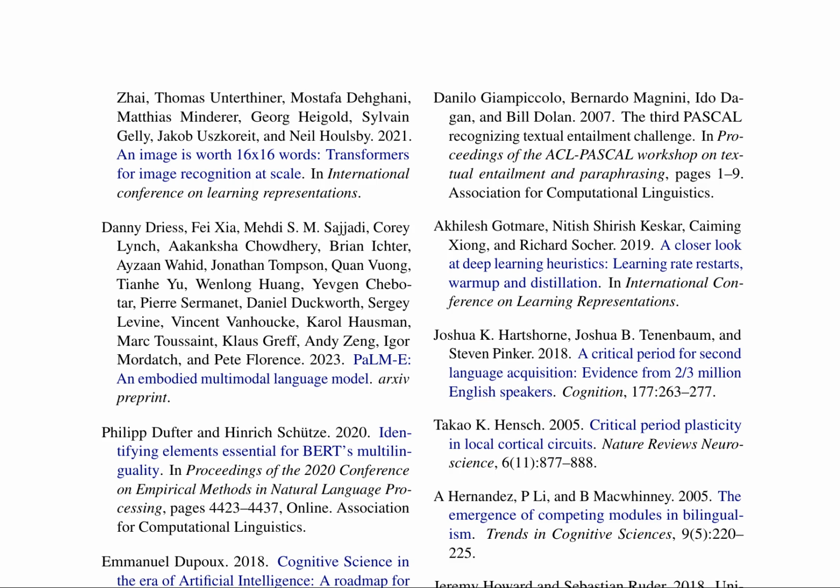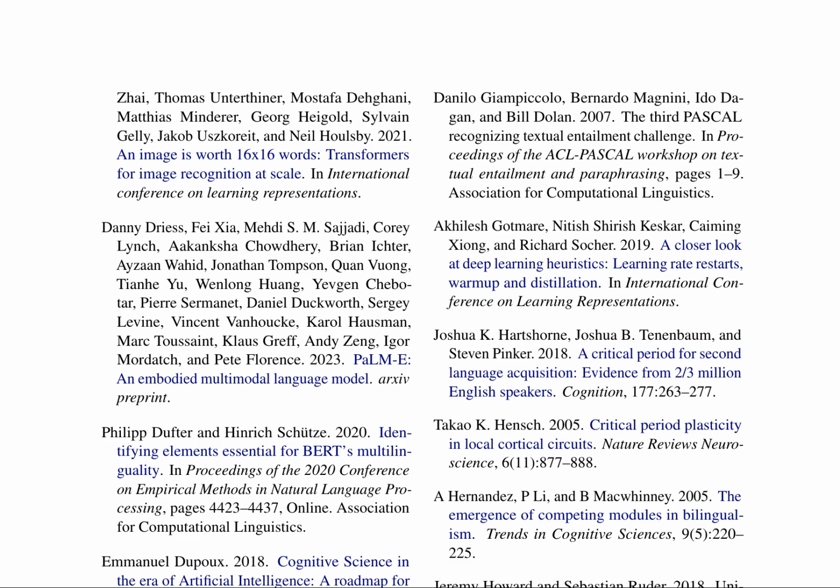A comprehensive literature review of language acquisition, cognitive science, and neural networks reveals the intricate relationships between these fields. The critical period hypothesis, which suggests a limited period during childhood for effective language acquisition, is supported by studies from Hensch, 2005, and Huttenlocher, 1979-1990. Hartshorn et al., 2018, extend this concept to second language acquisition. Bilingualism research highlights the emergence of competing modules, Hernandez et al., 2005, and the role of synaptic density in human frontal cortex development, Huttenlocher, 1979.